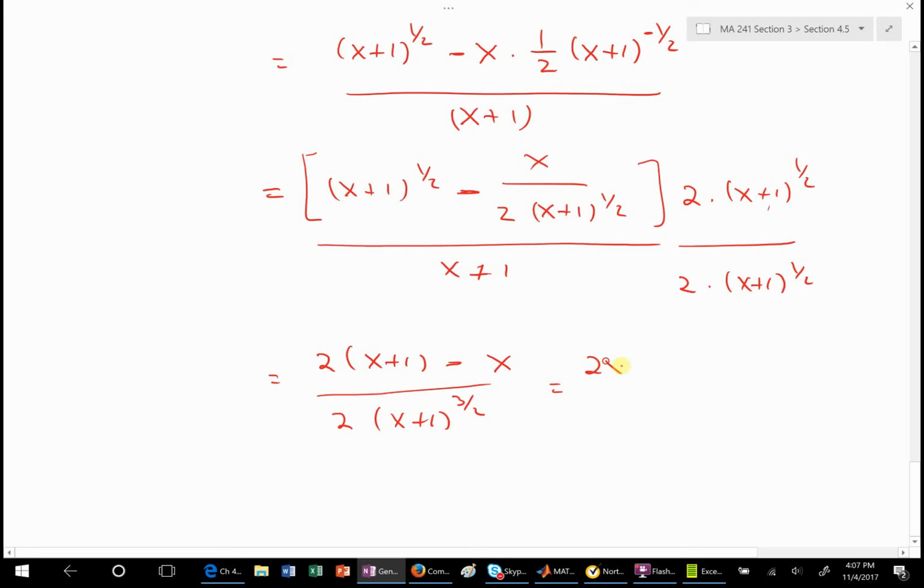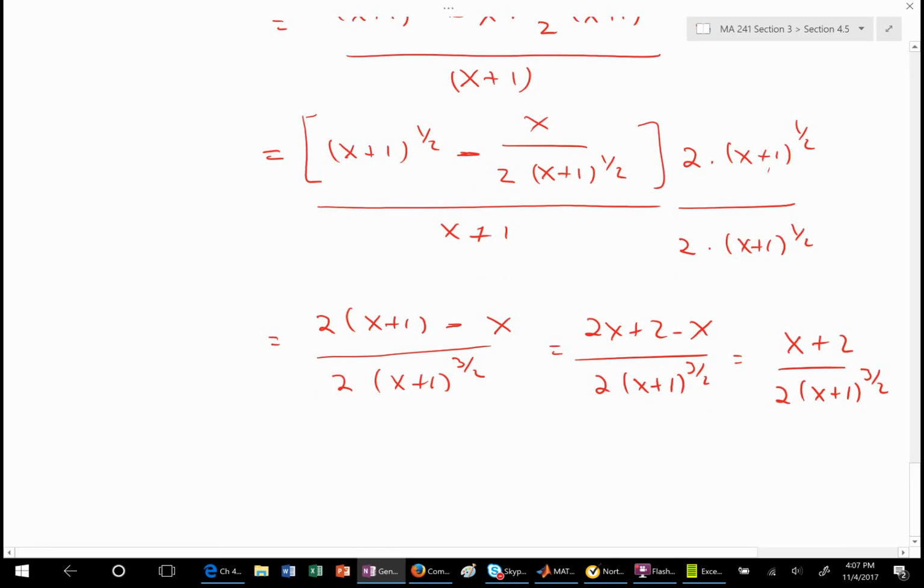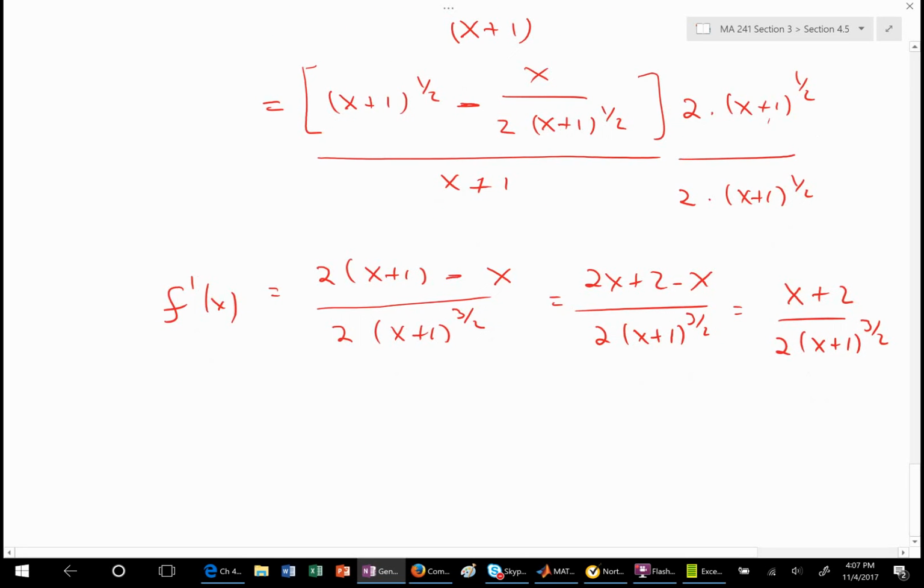So I'm going to have 2x plus 2 minus x over 2 times x plus 1 to the 3/2. And I can simplify this to x plus 2 over 2 times x plus 1 to the 3/2. Okay? And that's going to be my first derivative. Okay? So now I want to know what are my critical numbers here. Do I have any numbers for which the derivative is equal to 0 or does not exist?